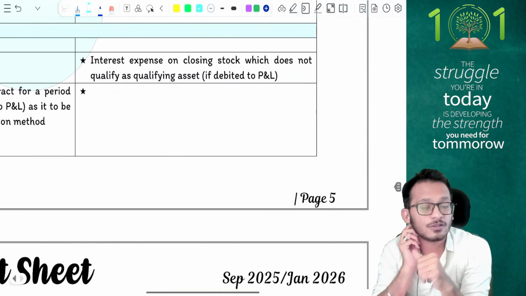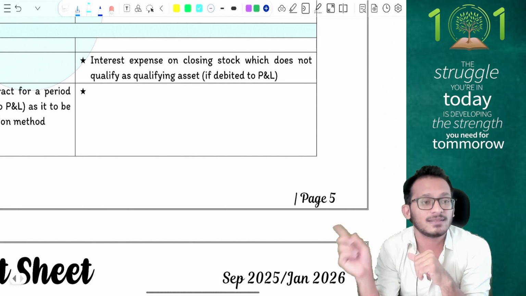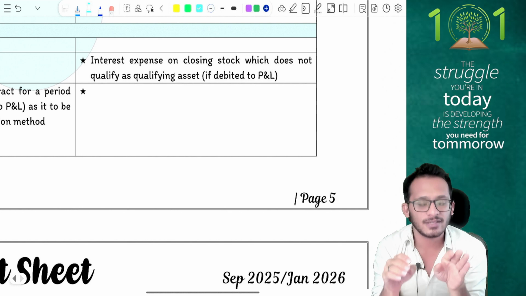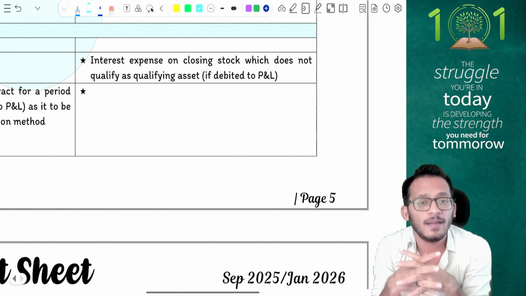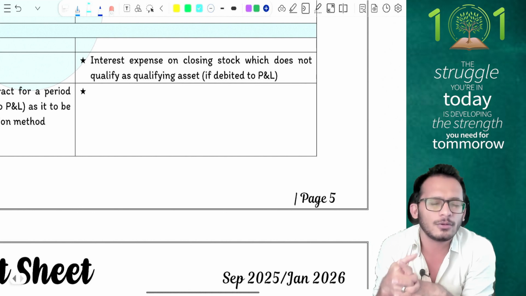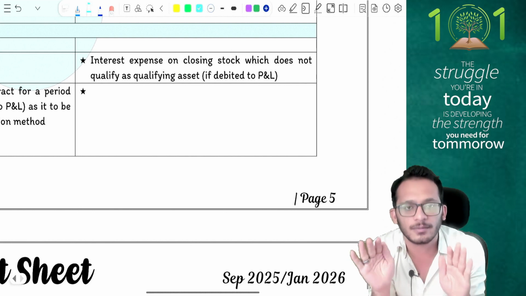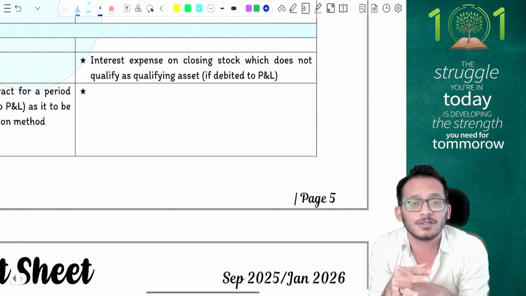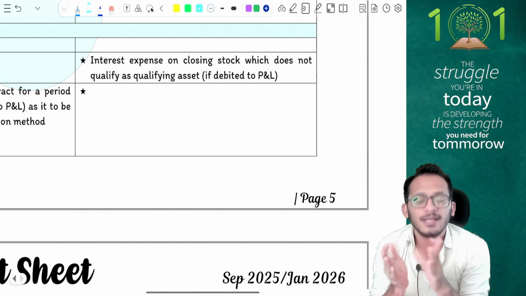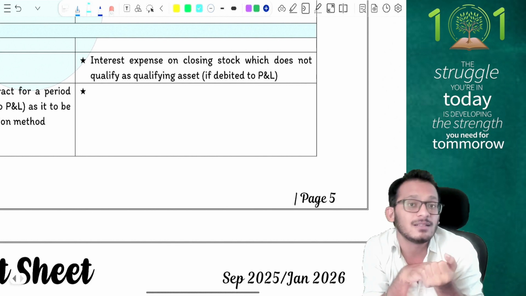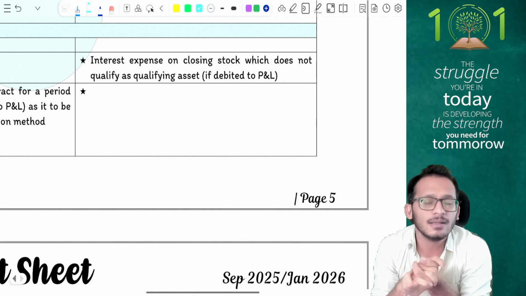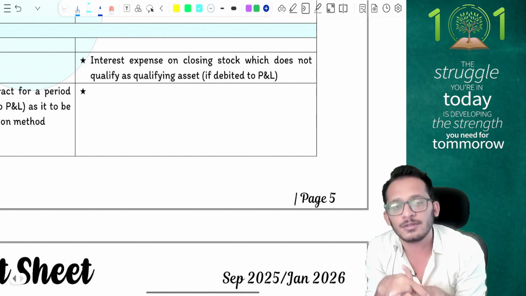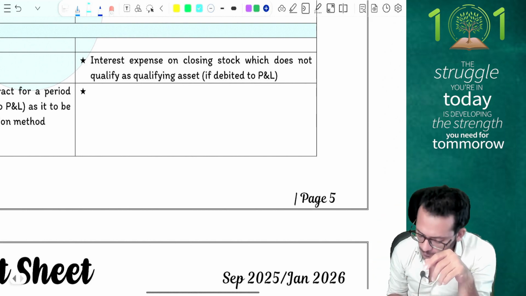What comes to closing stock as an ignorance item, people, is any kind of interest expense on closing stock which does not qualify as qualifying assets. So if the question says they've incurred some interest cost on closing stock and they would like to not take it to the cost of the asset, please don't do that. You can only treat it as an expense because closing stock generally is not a qualifying asset. You can only add it to the cost of the asset when the asset itself is a qualifying asset. If the question says it is not a qualifying asset, keep it in the P&L. If it is already there in the P&L, there is no adjustment to be made. You can ignore the adjustment.